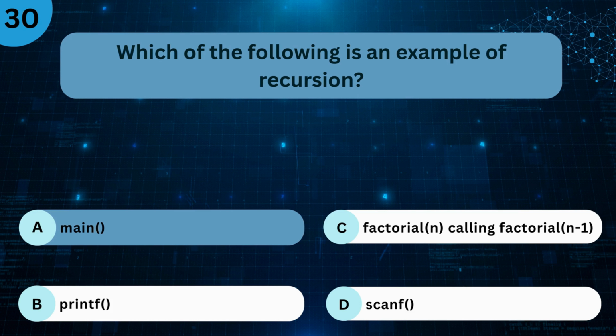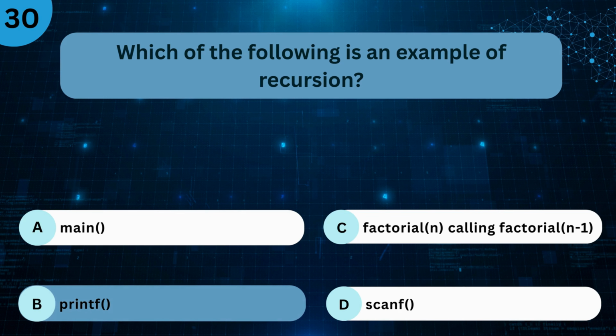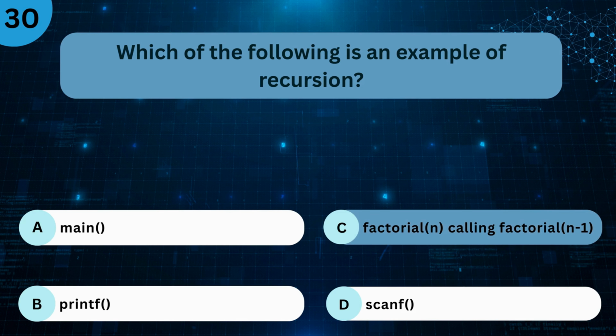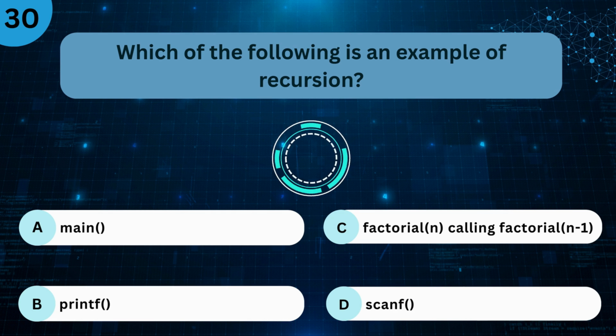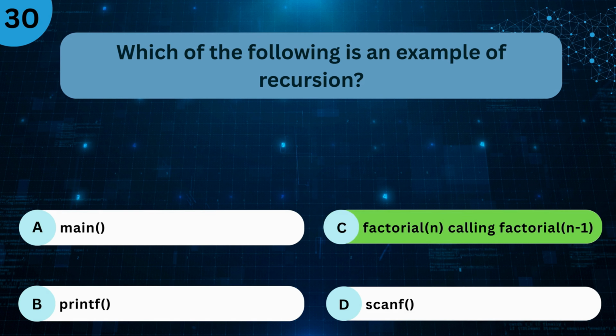A. Main function. B. Printf function. C. factorial(n), calling factorial(n - 1). D. Scanf function. The right answer is C. factorial(n), calling factorial(n - 1).